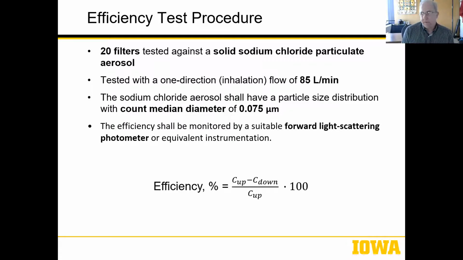So you obviously need to measure the concentration of the atmosphere that you're pushing towards the filter. That's the upstream concentration. You measure it downstream, and the downstream should be 5% of the upstream. That gives you 95% efficiency. So that's a fairly easy calculation at the end of all this.